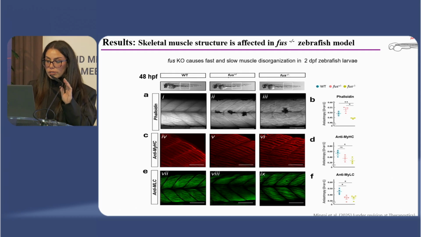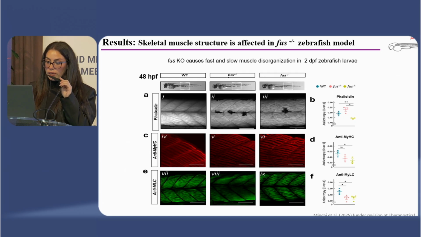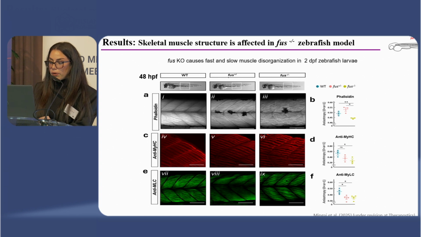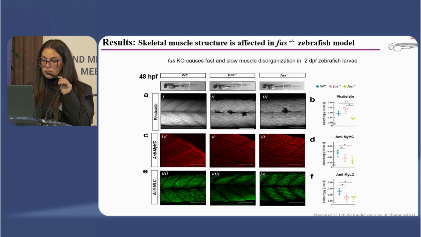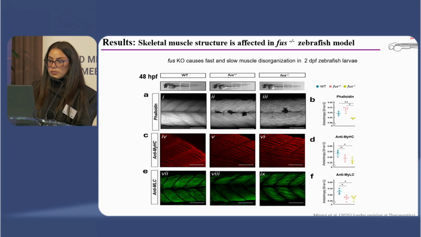First, we started our work by looking at the skeletal muscle structure. We evaluated the differences in skeletal muscle integrity, and this is by looking at the slow and the fast muscle fibers. As you can see, we did immunohistochemistry staining, and we saw the differences in the myosin heavy and light chains, which were significant between the different muscle fibers and amongst the genotypes. As well, we can see a misorganization in the alignment of the FUS minus, which confirms that there is a structural difference from the wild types, and a different alignment and orientation.